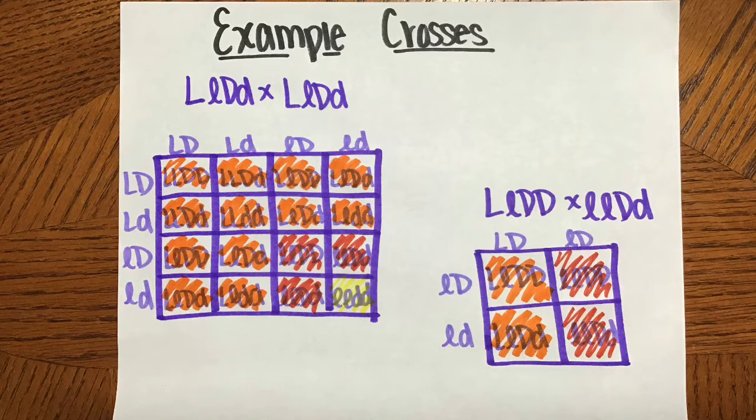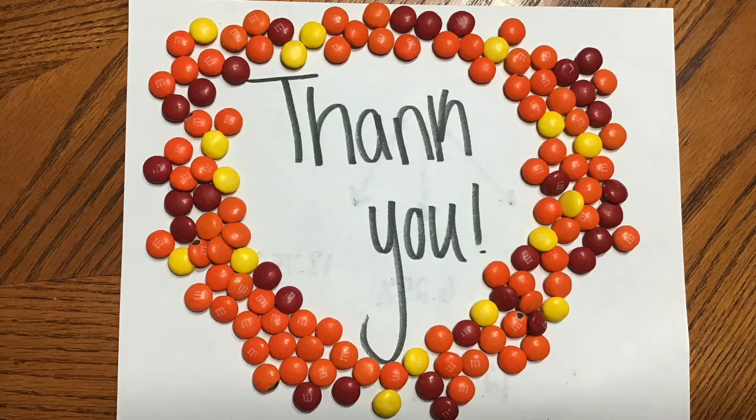The homozygous dominant L alleles would make the M&Ms orange. The homozygous recessive L alleles would make the M&Ms red since there can't be homozygous recessive D alleles for the M&Ms to be yellow. I hope this helps you better understand single dominant epistasis.